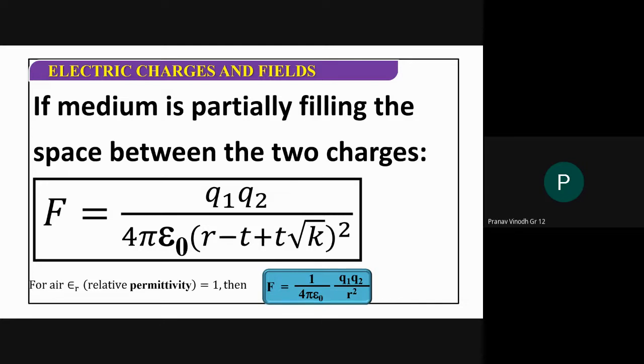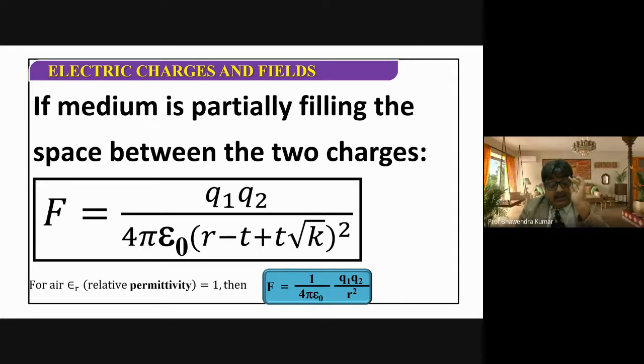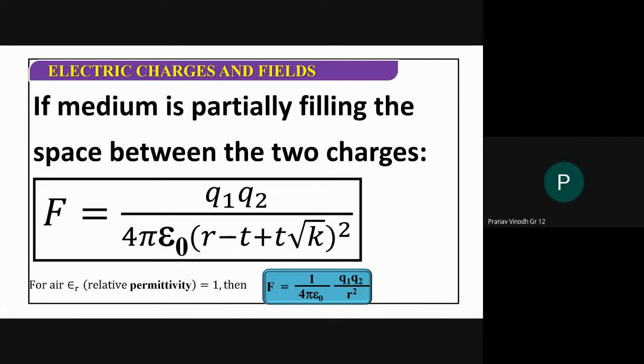Sir, what does T represent in the formula? T represents the thickness of the dielectric slab that is present between the two charges. R is the total distance between the charges and T is the thickness of the region that is occupied by the dielectric medium. Is it clear? Yes, sir. Wait.